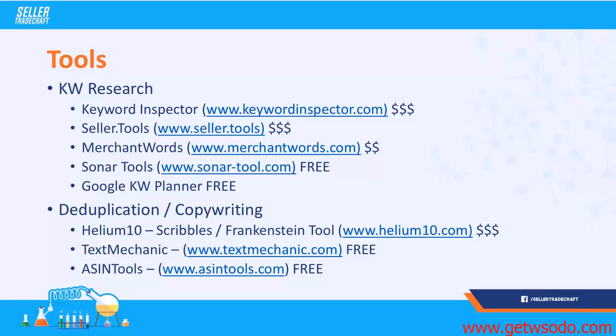So, there are a ton of options for you. I personally found, at least for keyword research, that a combination of at least 3 of these tools is enough to give me data in which I can then compile a primary and secondary keyword research list. And I'll touch more on that later in the section. In terms of deduplication and copywriting, I'll also touch on this, but these are a couple tools that I use pretty religiously. Helium 10 is a decent tool.